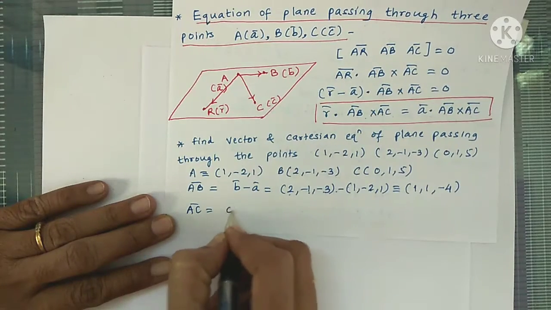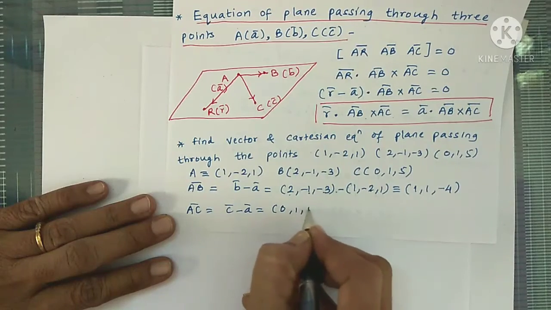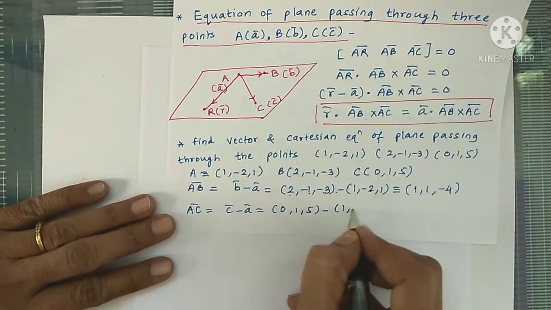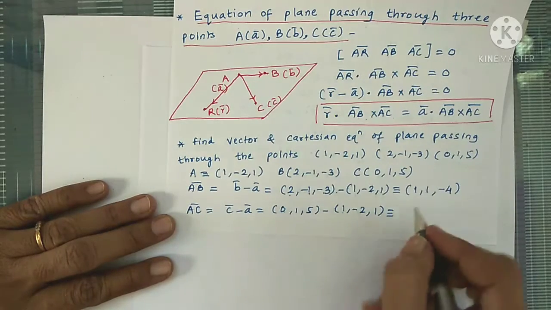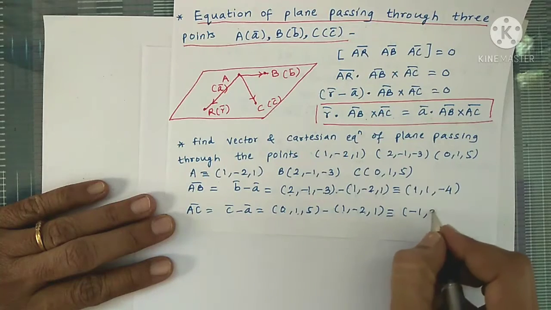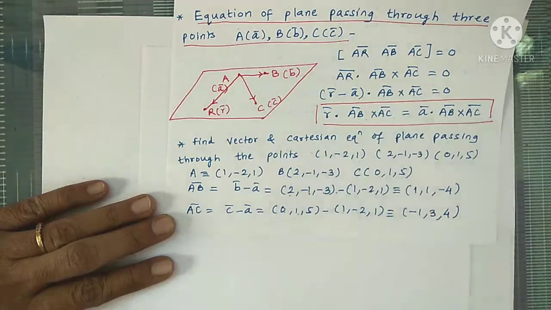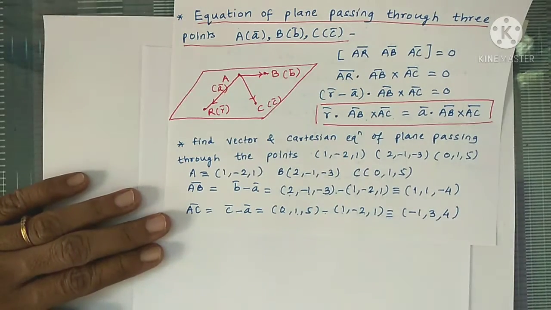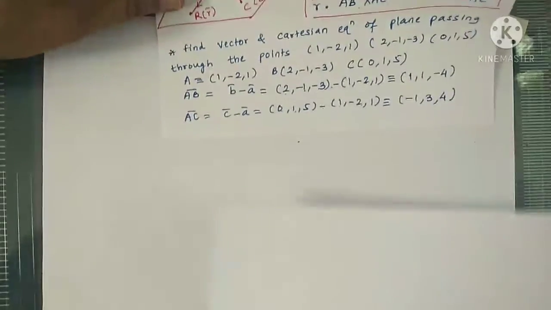AC bar is C bar minus A bar. C is (0, 1, 5) minus A, which is (1, -2, 1). So 0 minus 1 is minus 1. 1 minus minus 2, that is 1 plus 2, is 3. 5 minus 1, that is 4. Now we have AB bar and AC bar, so let's find their cross product, AB bar cross AC bar.